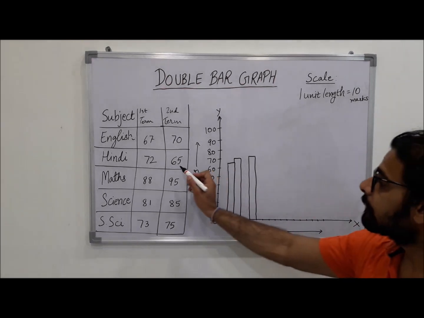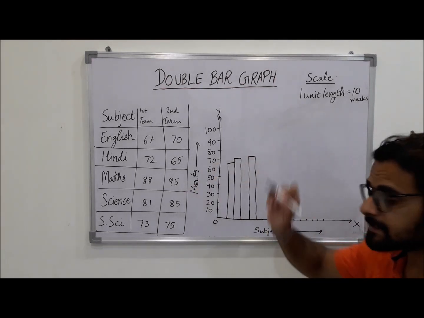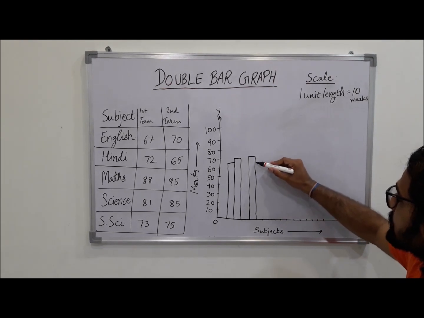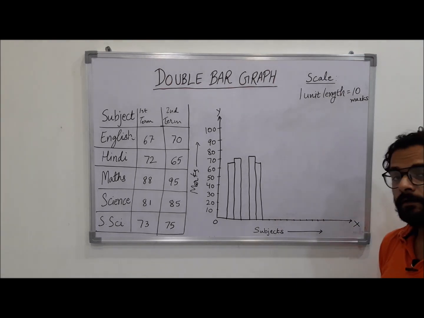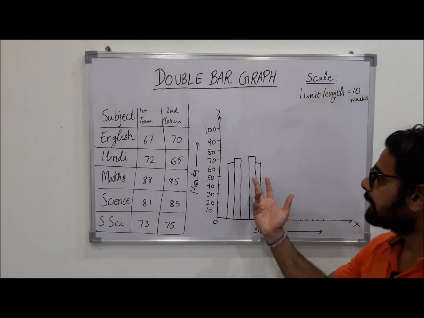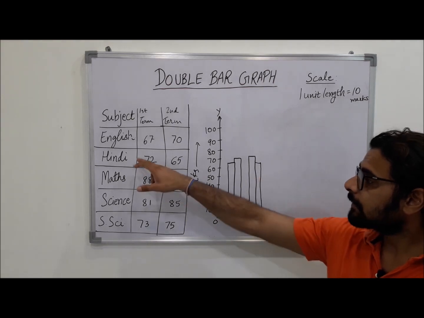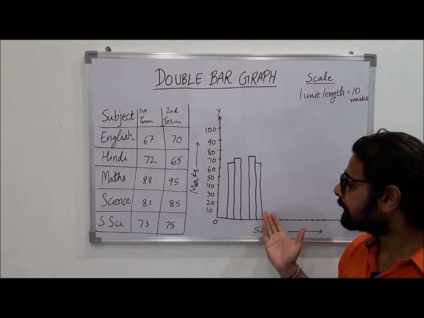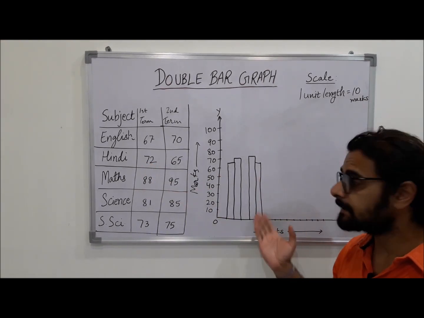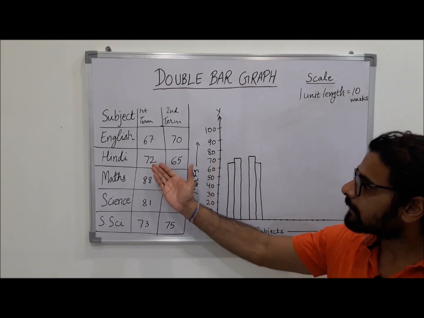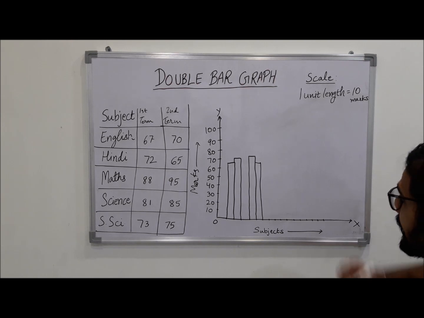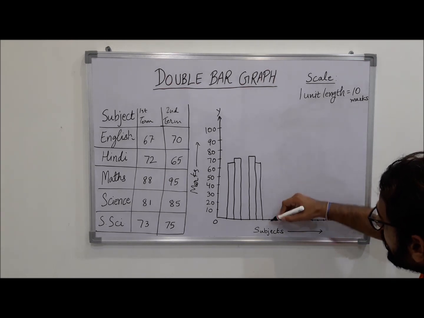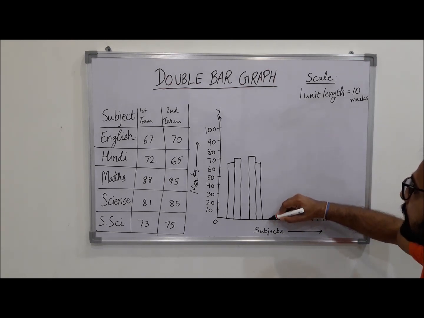Next, I have to draw a bar for 65. This second bar is of 65. I have again joined these 2 bars because they are telling me about the marks in 2 consecutive terms, first term and second term. In the same way, I'll be drawing the bar for maths. I'll leave one box and then I'll draw 88.